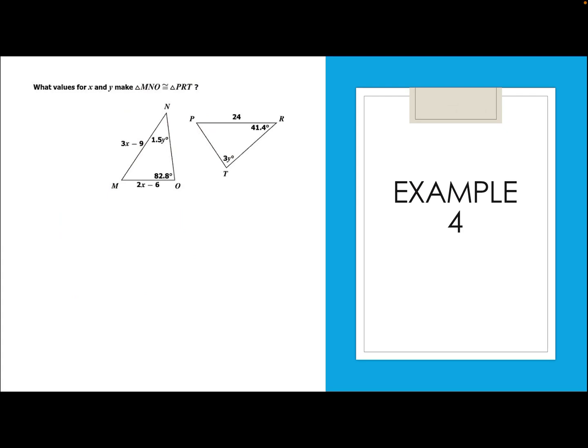For what values of x and y make triangle MNO congruent to triangle PRT? Pause the video and see what you can come up with. All right, so if we're solving this, we know that according to our congruency statement, segment PR is congruent to segment MN. So that means that MN is 24.